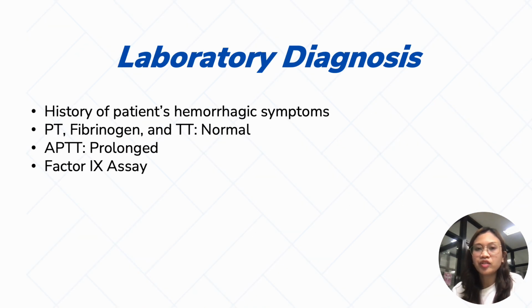To diagnose hemophilia B, family history is of utmost importance. Incidences of hemorrhagic symptoms must be well noted. And since factor IX still belongs to the intrinsic pathway of coagulation, the only coagulation test prolonged here is APTT. Prothrombin time, fibrinogen, and thrombin time remain normal. Now, to confirm factor IX deficiency, immunoassays may be employed to measure or quantify factor IX.